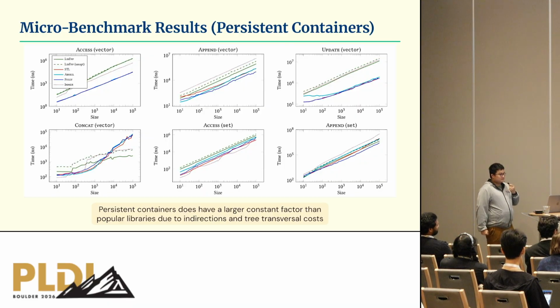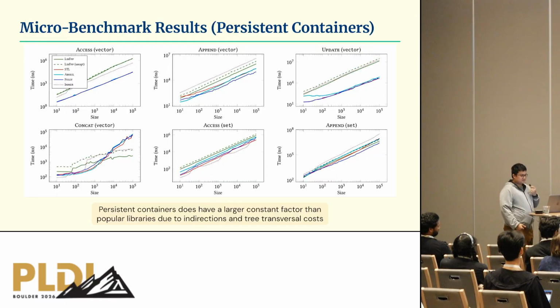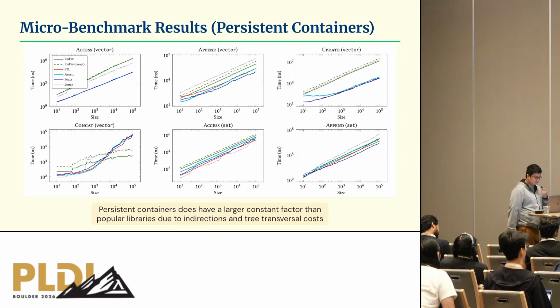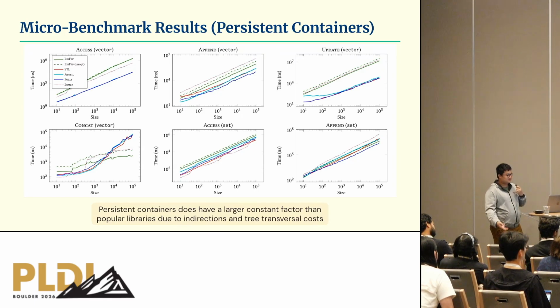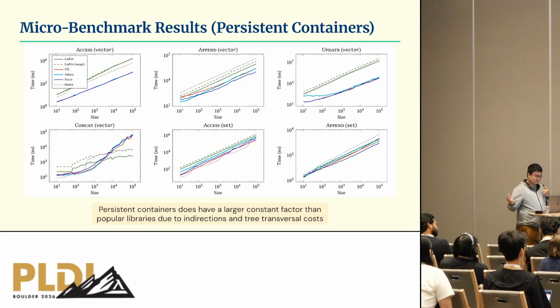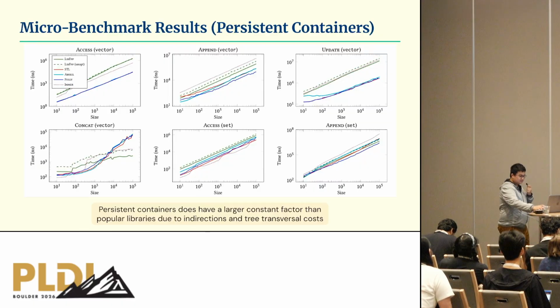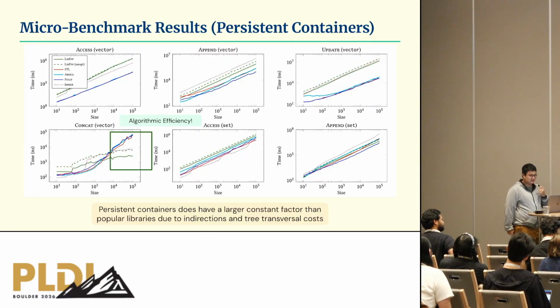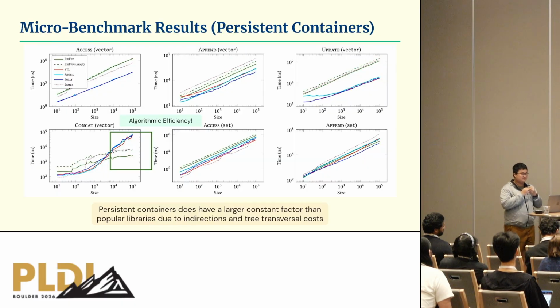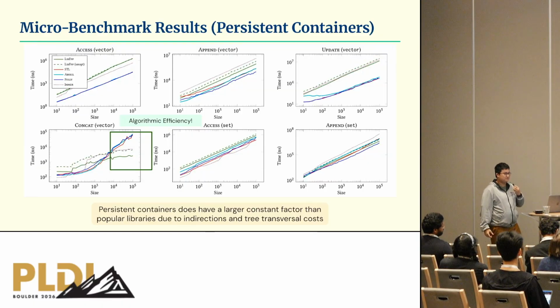We have also done some micro benchmarks on our newly introduced persistent containers and compared them to both the standard library and several popular third-party libraries in C++, such as Immer and Folly. We can see that persistent containers do have a larger constant factor than popular libraries. For example, in vectors, it's hard to beat just a sequential read, due to indirections and tree traversal costs. However, in some cases, we can see that our library actually has better algorithmic efficiency, and in most cases involving set operations, we can see that our library performs comparatively well compared to other third-party libraries and the STL.